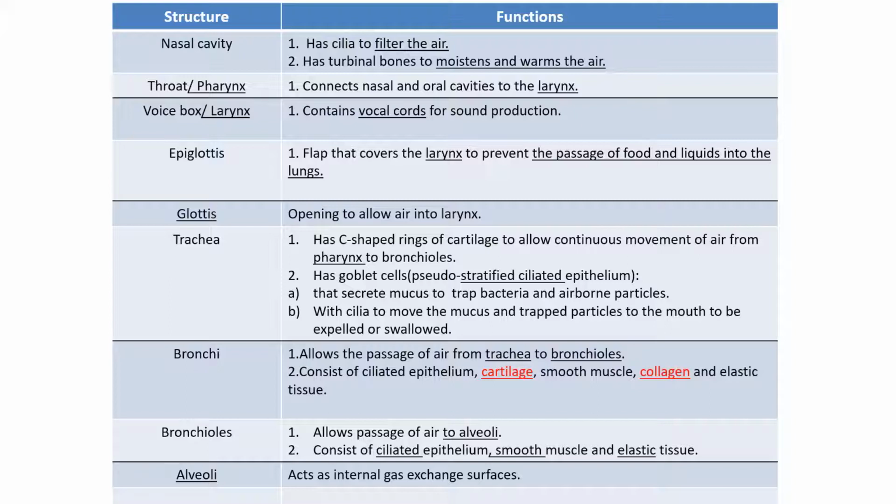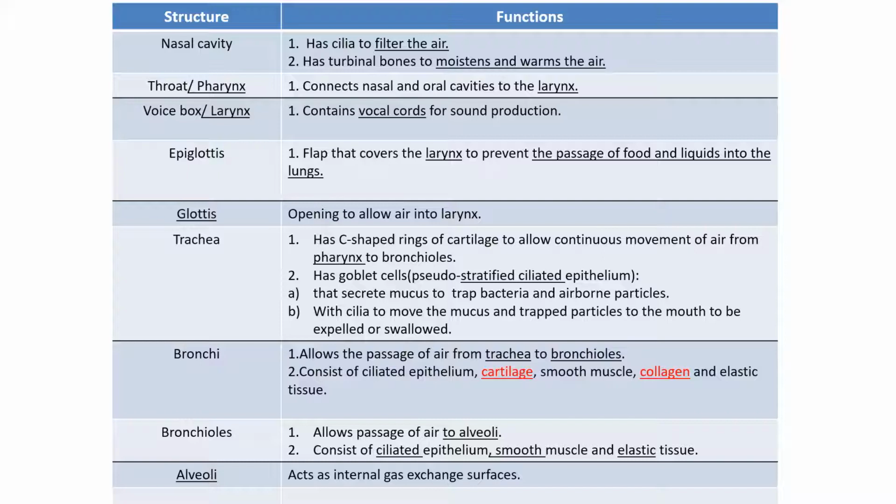Such a beautiful creation there. Then we have the glottis, which is an opening to allow air into the larynx. Then we have the trachea, which you have seen or learned before. It has C-shaped rings of cartilage which allow continuous movement of air from the pharynx to the bronchioles.